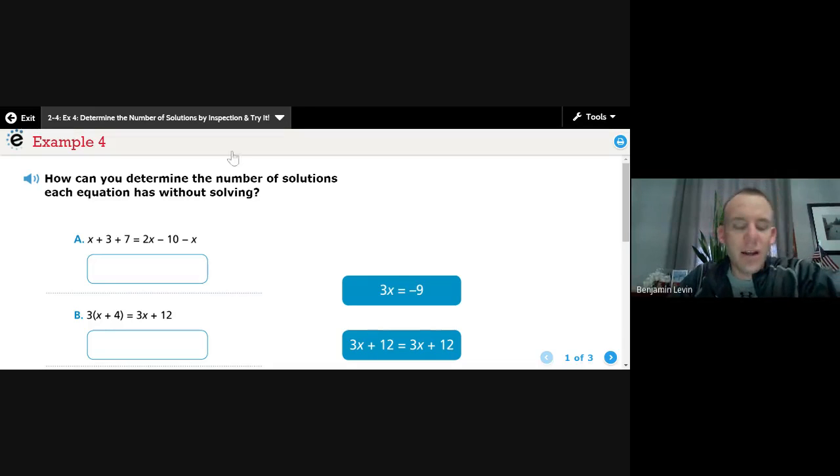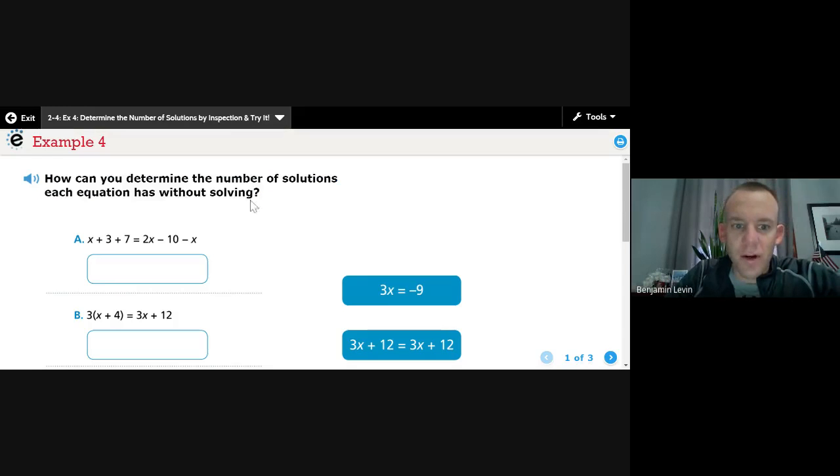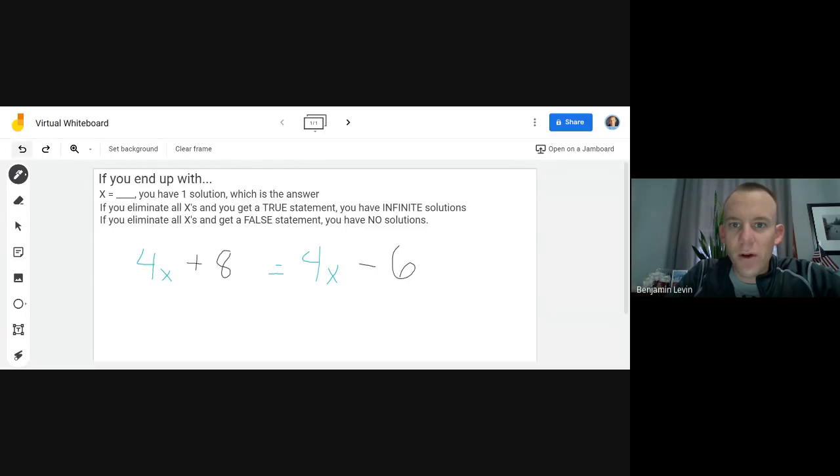All right, we're looking at some equations here, and it says, how can you determine the number of solutions in each equation without solving? So this is what I was just talking about, right? If we go back and look at this one more time, this is kind of what I was talking about here. If you end up with x equals something, you have one solution. So the only way you can end up with x equals something is you have an uneven number of x's on both sides. And I say x in general, right?